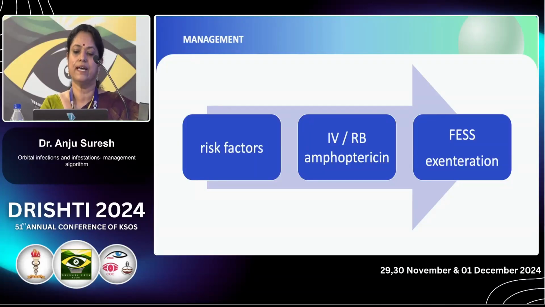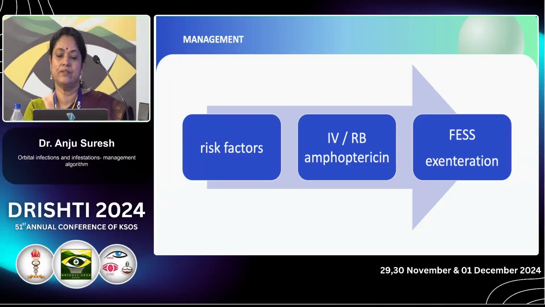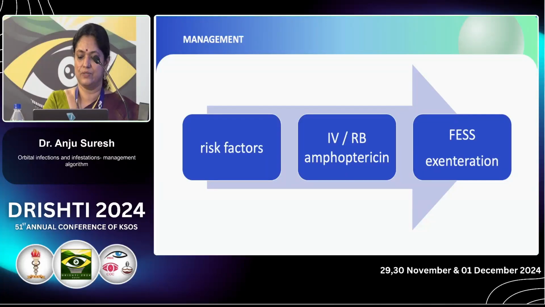Management is tri-pronged, and simultaneously you have to control the risk factors. For example, in a diabetic, you control the hyperglycemia and the acidosis. At the same time, start the patient on IV liposomal amphotericin. If MRI shows involvement of the orbit, especially close to the apex, you can give a retrobulbar amphotericin injection.